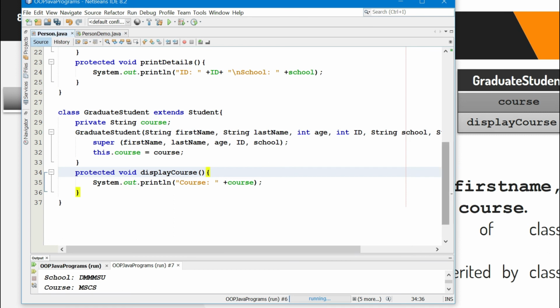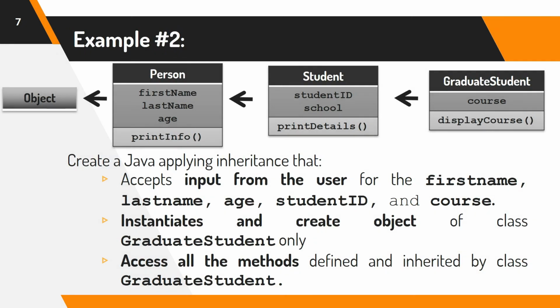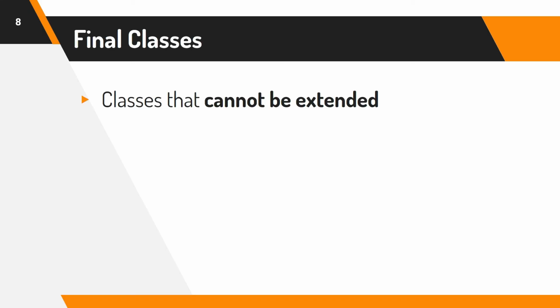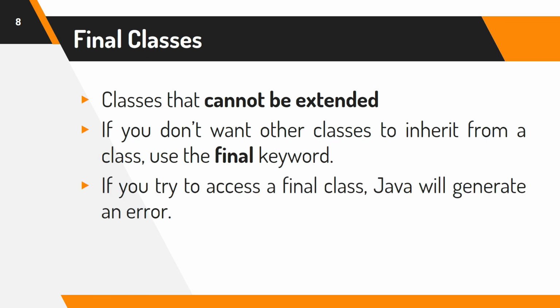This is just a basic, simple program in multi-level inheritance. It's a matter of displaying information only. And lastly, we have final classes. Final classes cannot be extended. If you don't want other classes to inherit from a class, use the final keyword. If you try to extend a final class, Java will generate an error.